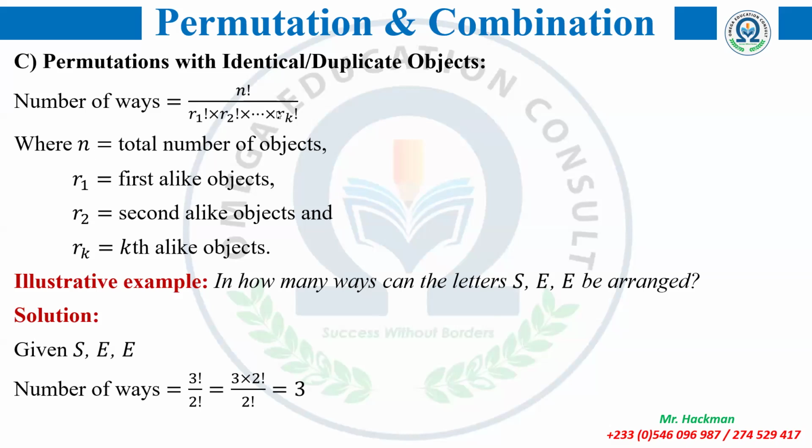This is the definition of the parameters here, where n will be your total number of objects. Then r sub 1 will be equal to your first set of identical or alike objects. We'll come to specifics, so don't worry, I'm only explaining. r sub 2 will be your second set of alike or identical objects, and r sub k will be your k-th set of alike or identical objects.